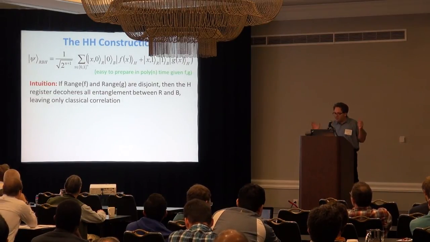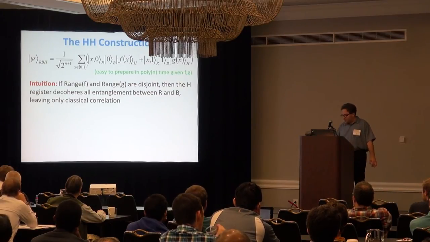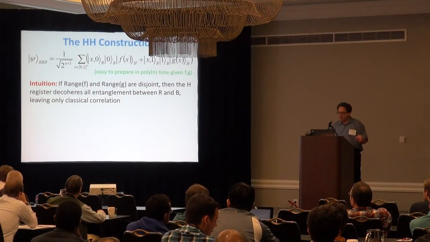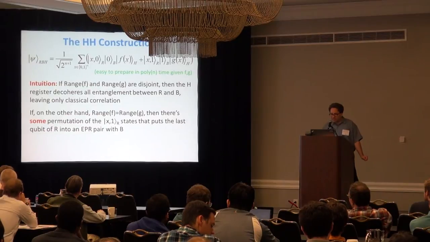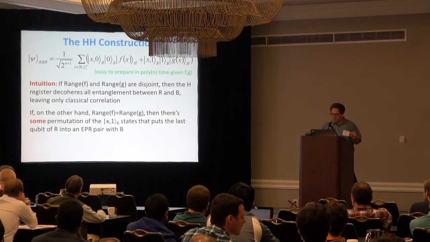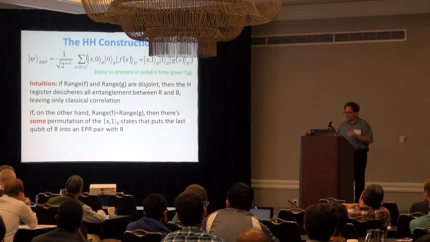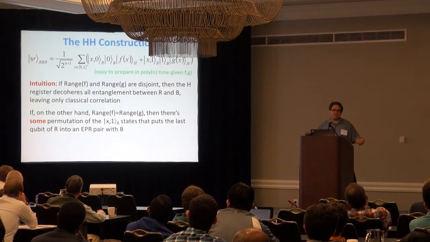Intuitively, if F and G have disjoint ranges, then the H register decoheres all the entanglement between R and B, leaving only classical correlation. On the other hand, if F and G have equal ranges, then there's some permutation of the X states that puts the last qubit of R into an EPR pair with B. So then there is entanglement.